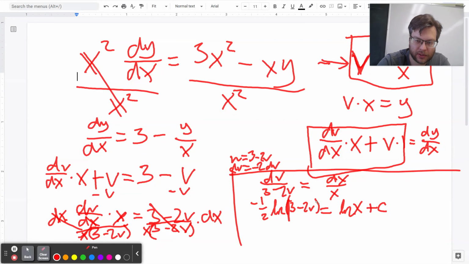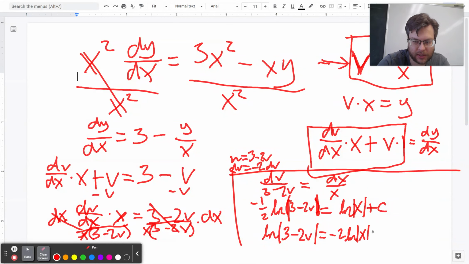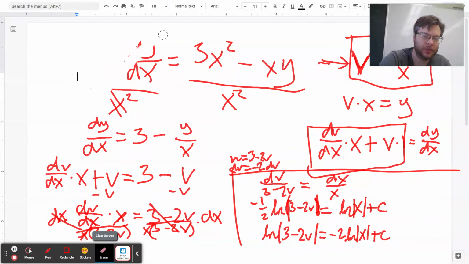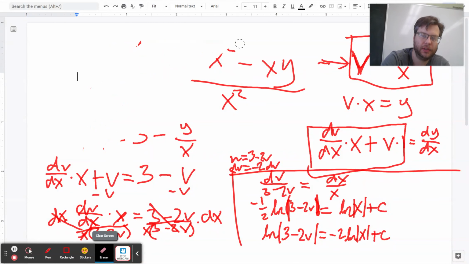I guess I should straighten those out to be absolute value bars. I'm not given any initial condition, so I can't really assume if either one of them is positive or negative. I'm going to multiply everything by negative 2. So natural log absolute value 3 minus 2v equals negative 2 natural log absolute value x. Just keep it plus c because it's still just an unknown constant. Okay, let's create a little bit of space. I'll go to the top left corner to finish it out.